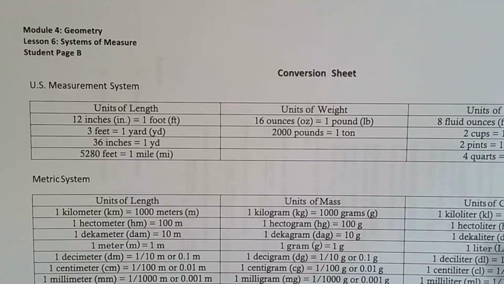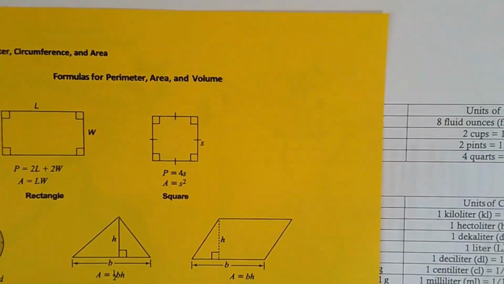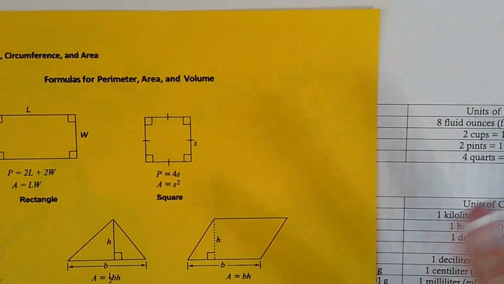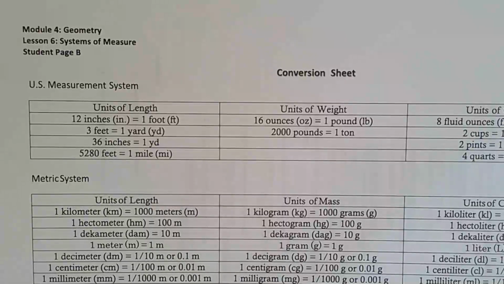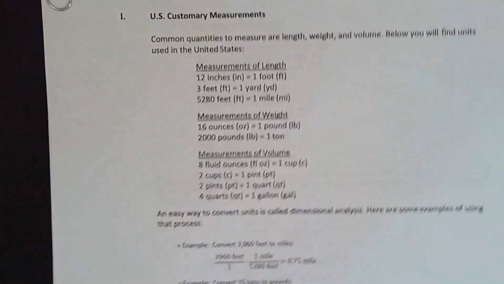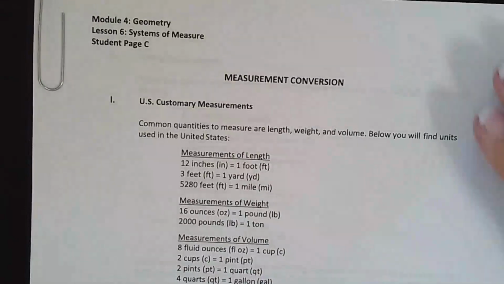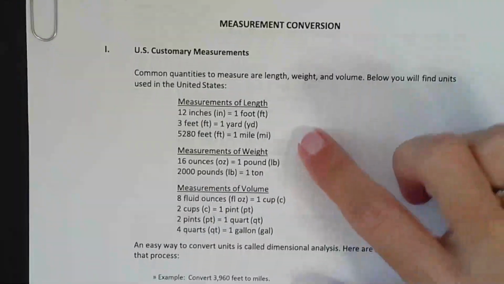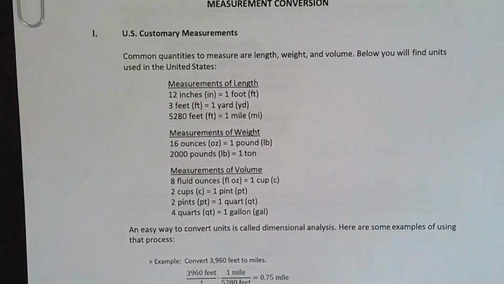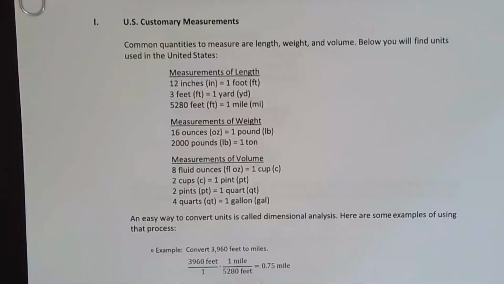Okay, so those are the two that you want to print for test day, and don't write on them. You're not allowed to write on them, but you can use them on the test. So those are the two things you want. And then there's some other practice here. Like I said, we're just going to do the ones that are like the test, but this is just some more conversions, kind of like the conversion sheet we already have.